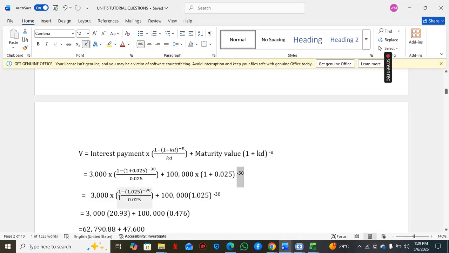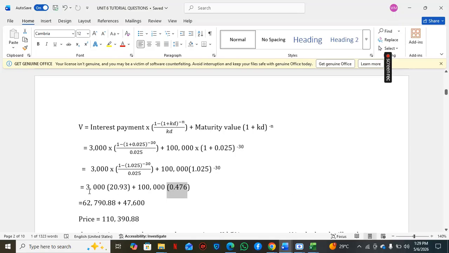When we do our calculations, our annuity factor here breaks down to 20.93. Our present value factor, 1.025 to the power negative 30, becomes 0.476. You multiply 3,000 times 20.93, you get 62,790. You multiply 100,000 by 0.476, you get 47,600.